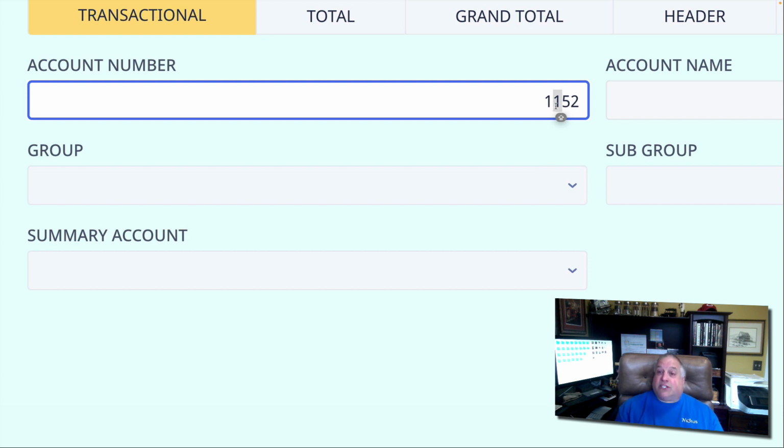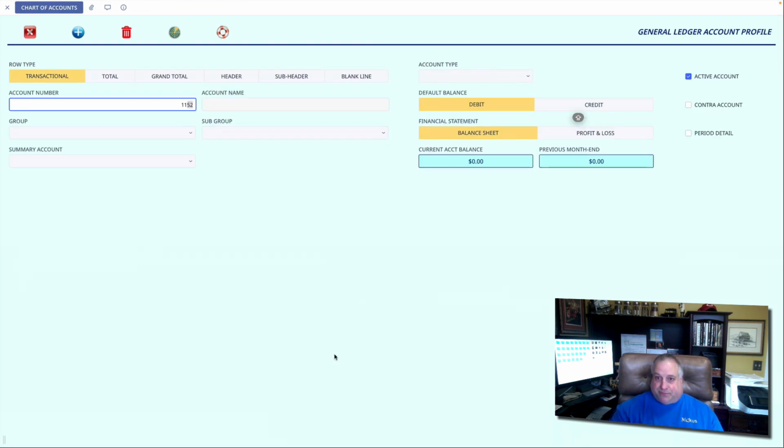For instance, if this was a 2 or a 1,200 account, that might be current receivables. A 1,300 account might be inventory. A 1,400 account might be fixed assets or property, plant, and equipment. The last two digits simply set the sequencing as this row will appear in my financial reports. I'm going to set up account 1152, and we are going to call this Cash in Bank, Miscellaneous Funds.